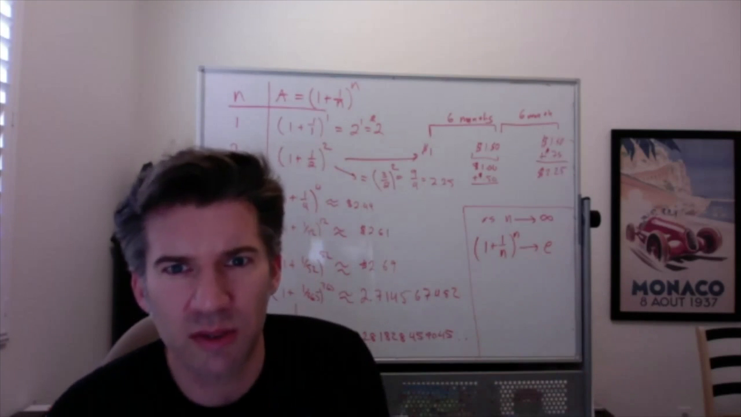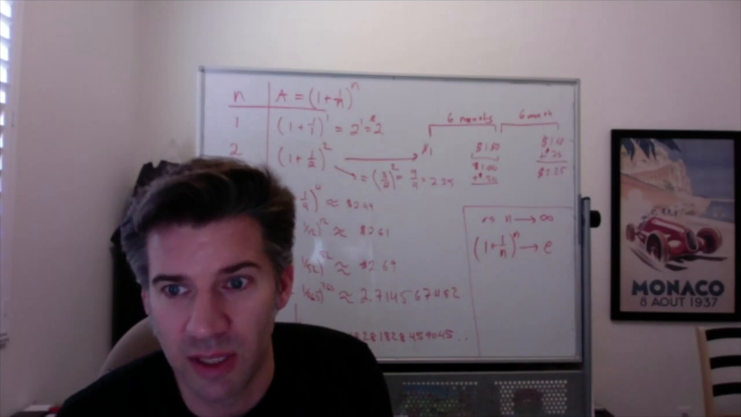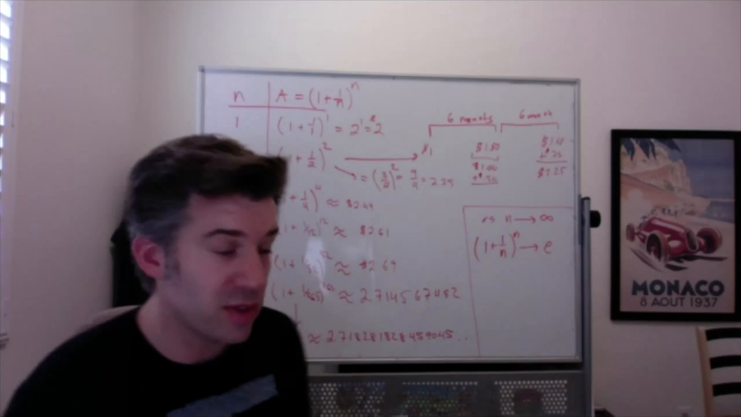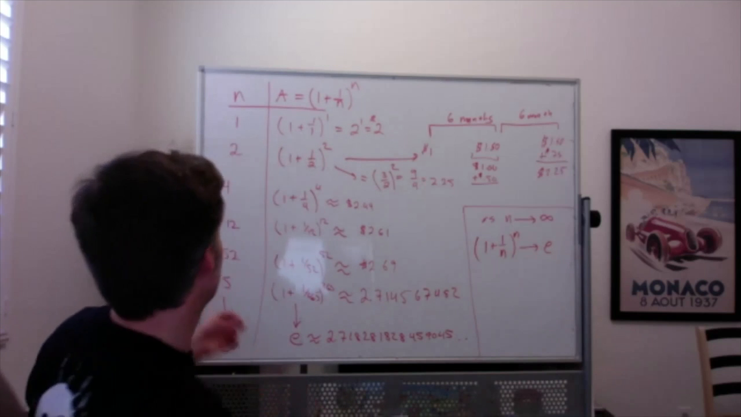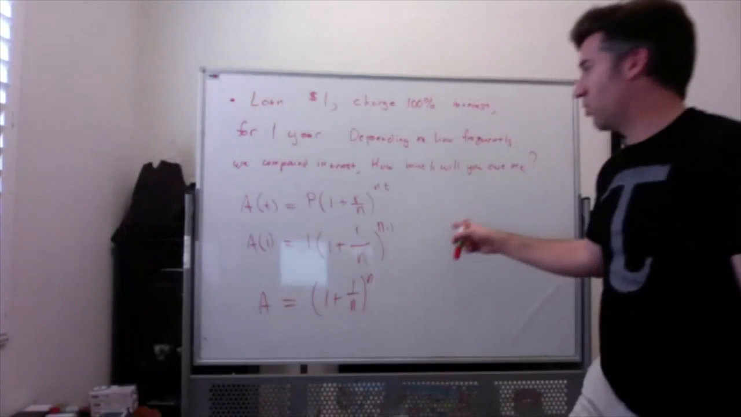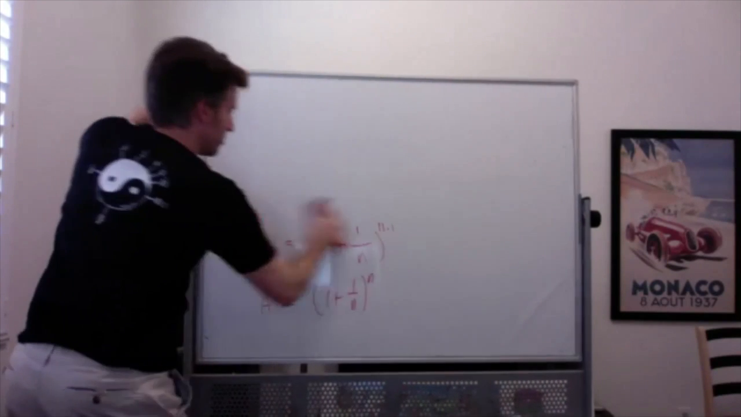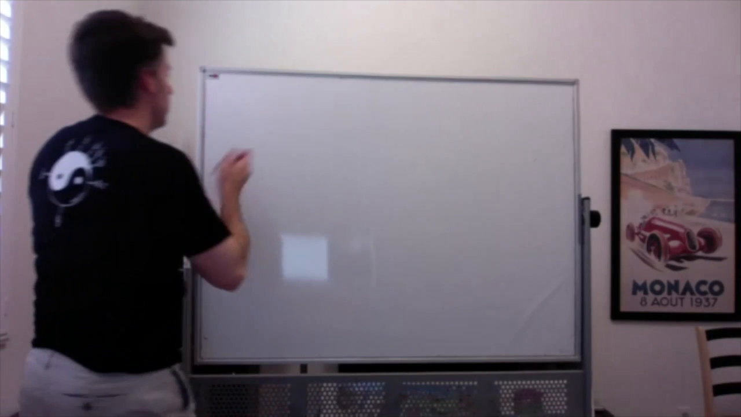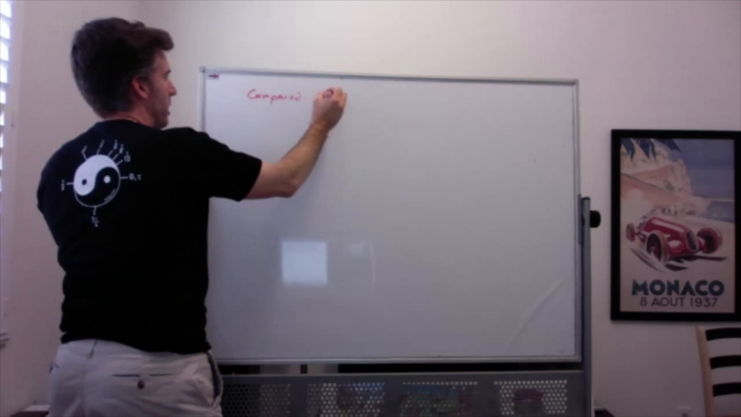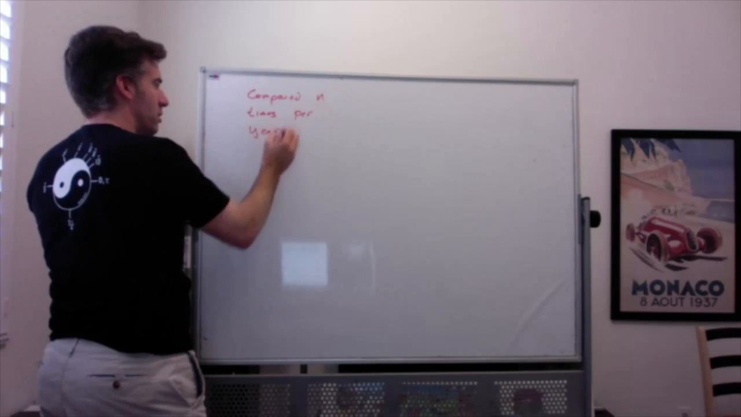Another reason we like to talk about that is because this means that we can continuously compound interest, and there's a different formula for that. So, if we compound n times per year, this is what we get.